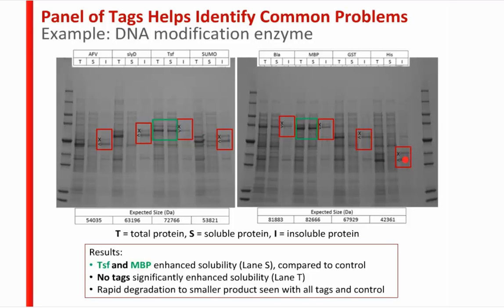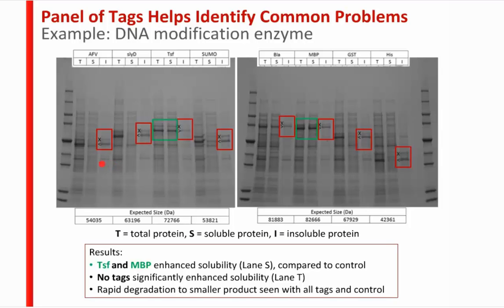But this is a case where we would probably recommend moving forward with one of these green boxed tags, so either the TSF or the MBP, and maybe making sure that we add protease inhibitors, because it could be protease digestion that's happening here. It could be proteolysis, during all of our sonication experiments, and even maybe moving this construct into a protease deficient strain for expression. But because we were able to see this result with all of these tags, it made it pretty clear that it was some sort of degradation or shorter product that was being transcribed or translated somewhere along the line, or degraded.